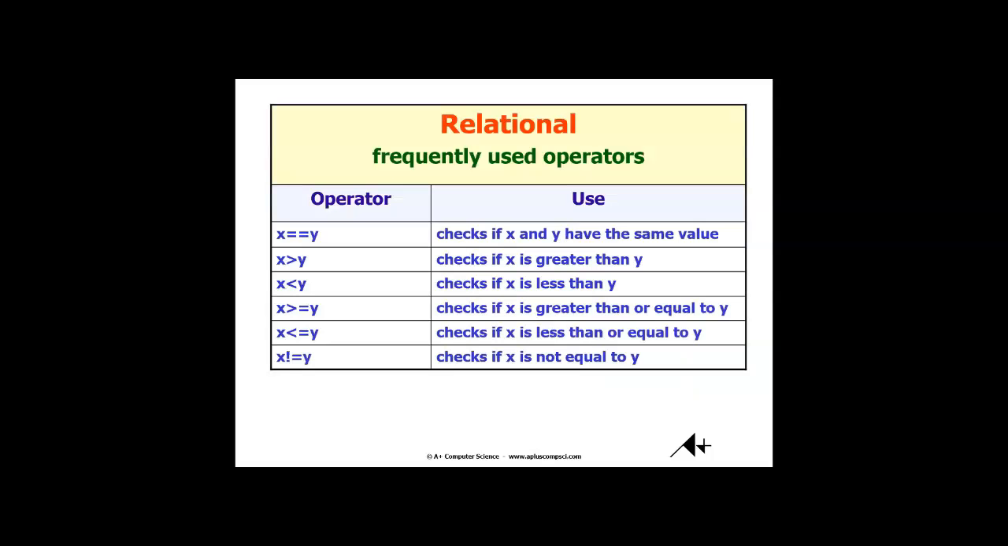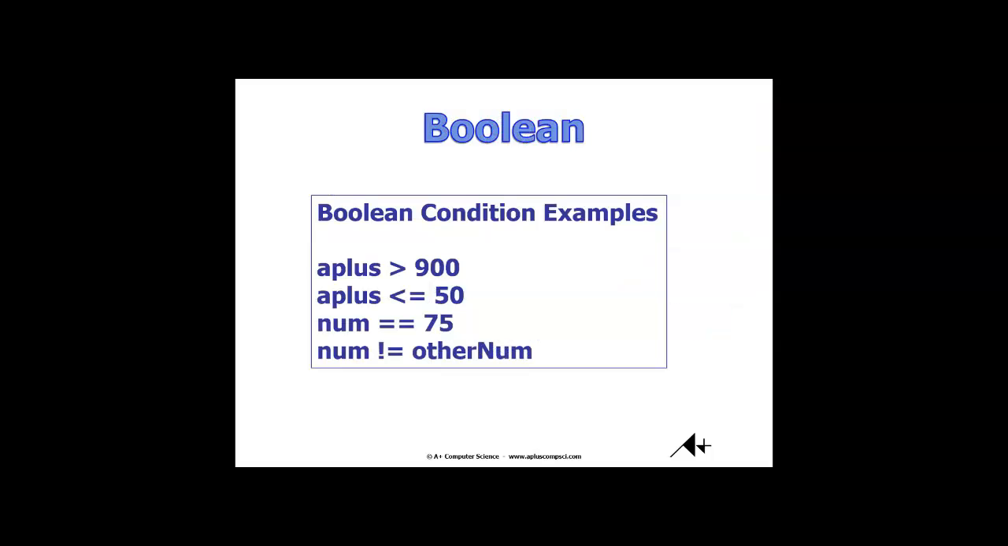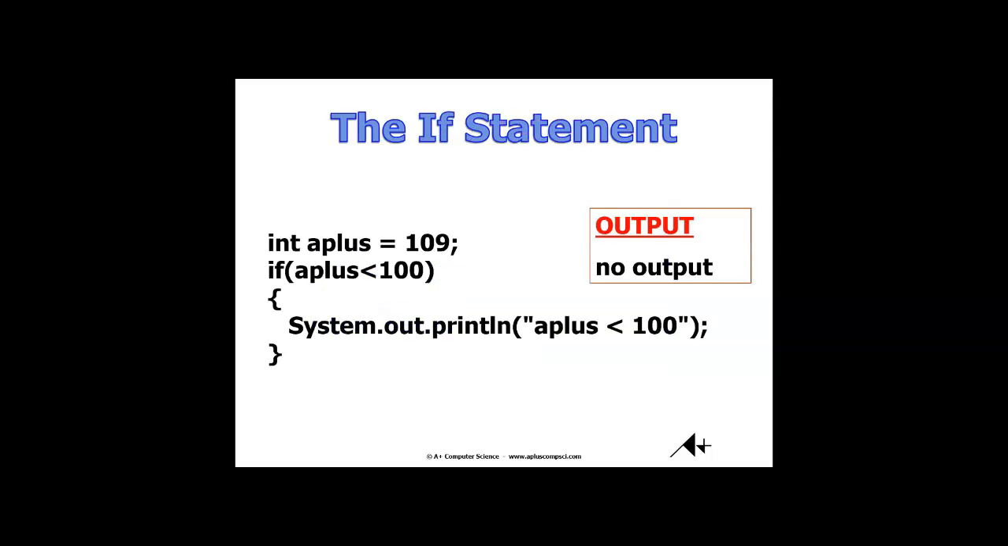So part of what we're going to do with if statements is we're going to be checking to see how one thing relates to another. So you're going to have some relational operators to make this happen, right? So you've got equal equals, which is equality. You've got greater than, less than, greater than or equal to, less than or equal to, and then the last one, which is not equal. So you've got to be familiar with these so that we can apply them to the if statement conditions and check to see how one thing relates to another thing. Here are some examples: A plus greater than 900, A plus less than or equal to 50, and then check to see if num is either equal to 75 or not equal to other num. And we're going to put these types of conditions inside of if statements.